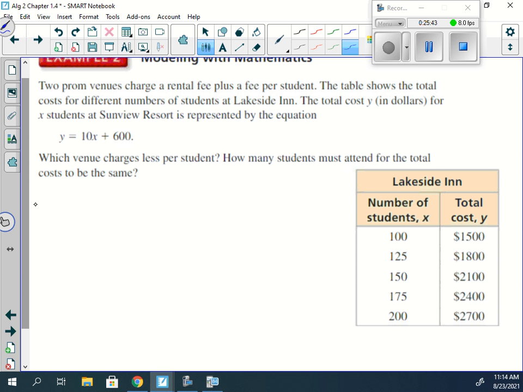So Sunview Resort, how much does it cost per student for Sunview Resort? What do y'all think? Because they gave us the equation, y equals 10x plus 600. So what is the cost per student for Sunview? 10, because x is the number of students. So if we have one student, 10 times 1 is 10. So Sunview is charging $10 per student plus a $600 rental fee.